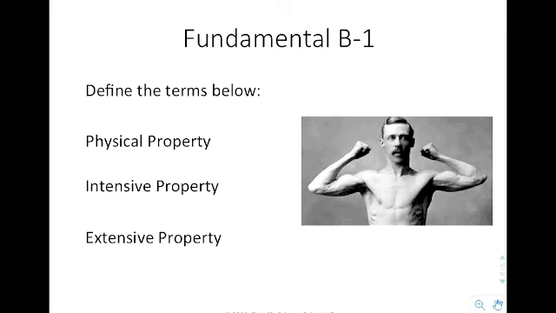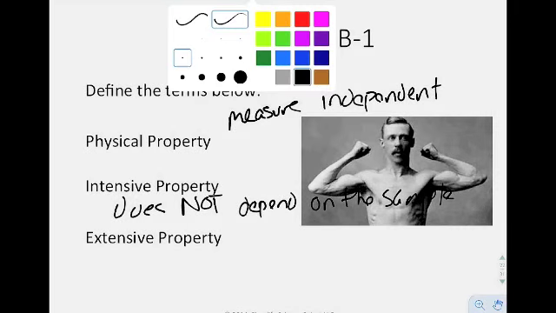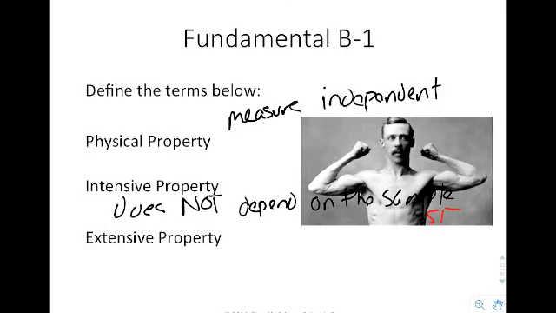So define the terms below. The first one is a physical property, and that is a characteristic that can be measured independent of other things. For an intensive property, it is one that does not depend on the amount of material, on the sample size, we'll call it. It does not depend on the sample size. Okay, an extensive property does depend on the sample size.